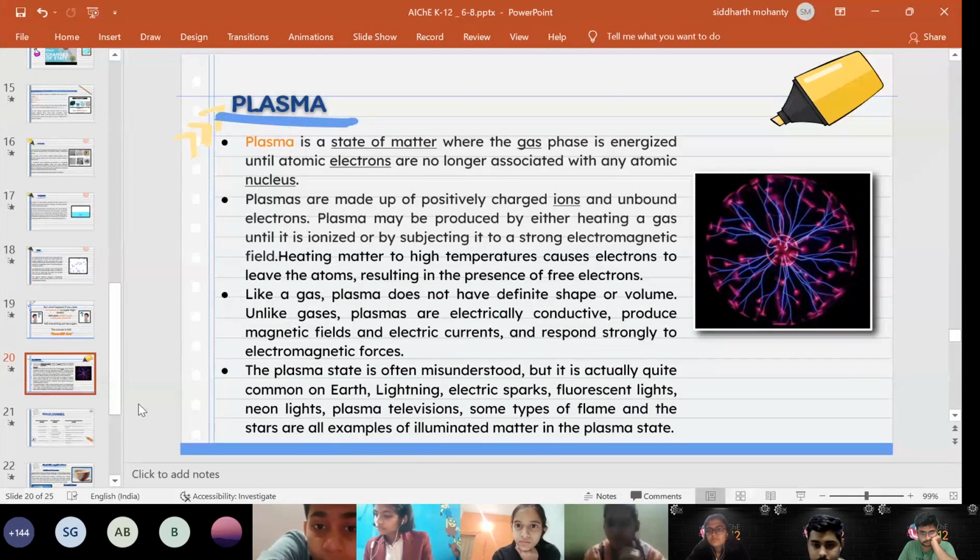But unlike a gas, plasma is electrically conductive because of the free unbound electrons. It can produce magnetic fields and electric currents of its own and respond very strongly to electromagnetic forces. The plasma state is often misunderstood, but it is actually quite common, and surprisingly 99% of the visible universe comprises plasma.